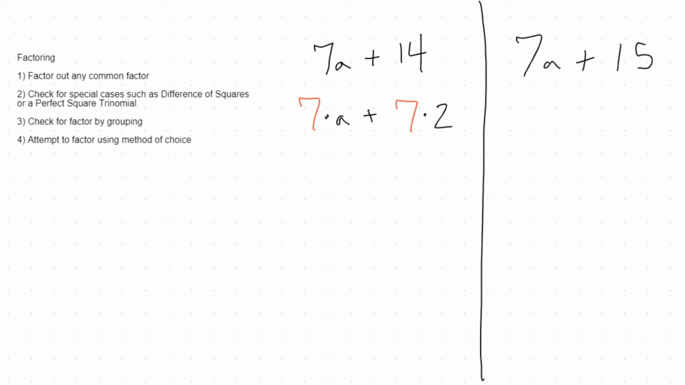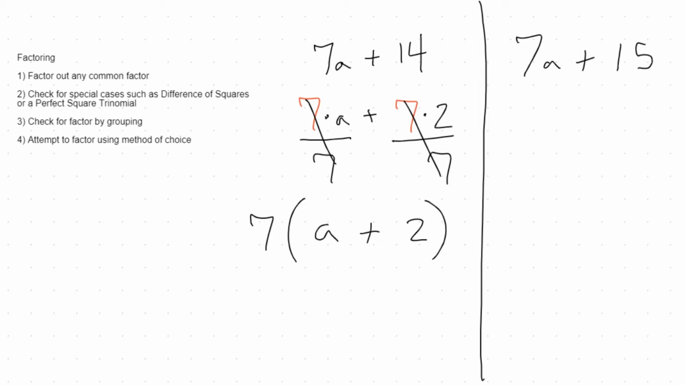So what you can do is you can factor out, which means that you're going to divide each of these by what they have in common. You can factor out a common term or a common factor from each term, and what that's going to leave you with is a 7 on the outside, and then we have parentheses, and then a plus 2 is what would be left because the 7s would cancel out there. And so that's going to leave us with a plus 2 on the inside.